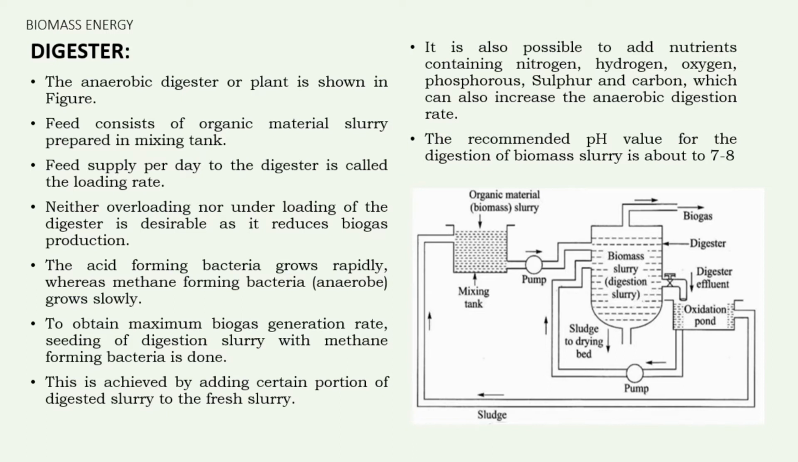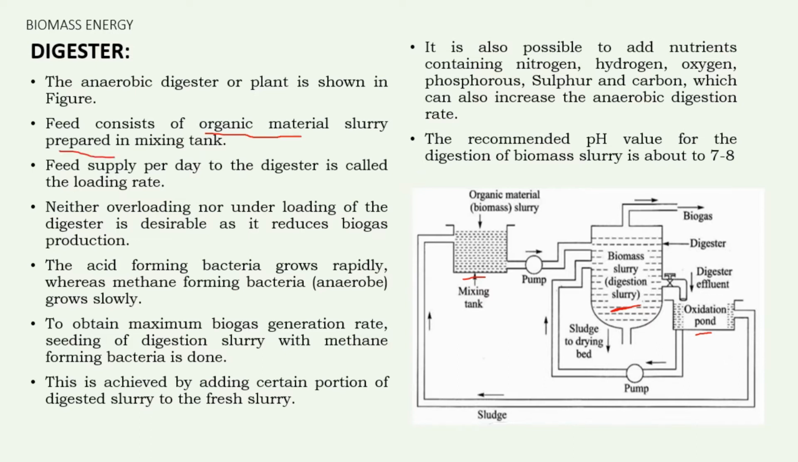Now let's look at what a digester is and how it functions. Here you can see the sketch. This is the digester and this is the mixing tank, and after the digestion, after the biogas formation, this is the collector, the oxidation pond, where the sludge is collected. The feed consists of organic material slurry prepared in the mixing tank.